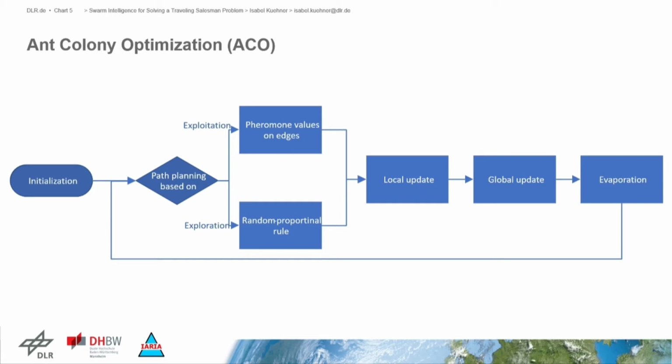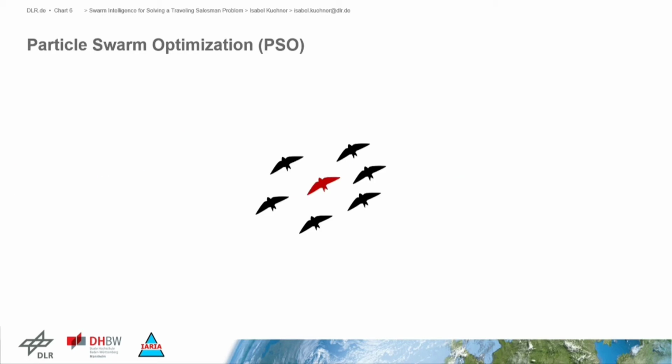The second algorithm I want to present is the particle swarm optimization. It comes from bird flocks or fish schools. If you imagine a bird flock, they seem like they're moving as one individual. So the individual birds of the flock orient on the other birds on how they should move. And this is the concept of the particle swarm optimization.